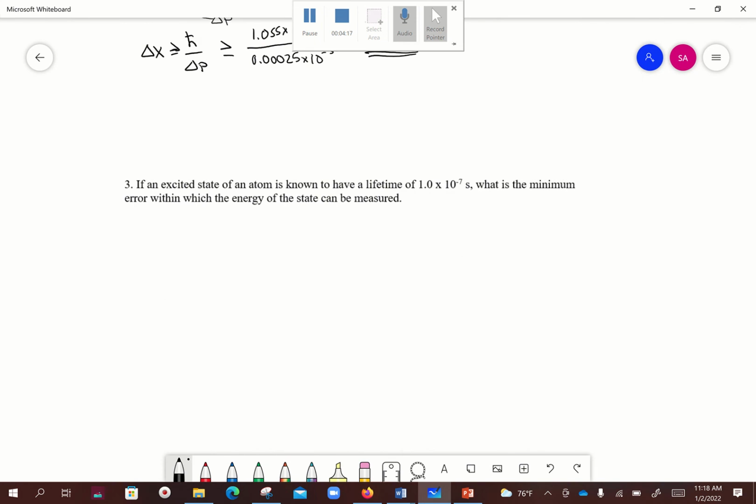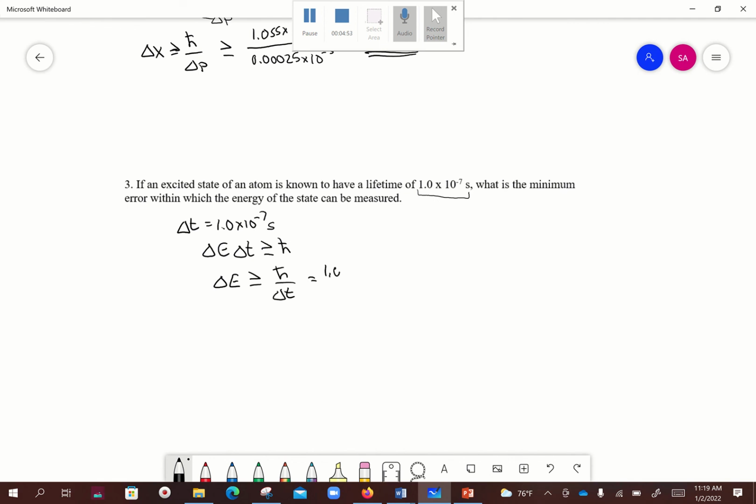All right, let's do one where we use the other equation, the energy-time equation. So we say if an excited state of an electron is known to have this lifetime, 1 times 10 to the minus 7, so that's my delta t. What's the minimum uncertainty in the energy of the state? Okay, so we know delta E times delta T is greater than or equal to h bar, so delta E, the uncertainty in the energy, can be h bar over delta T.